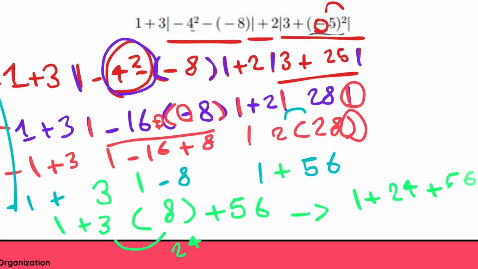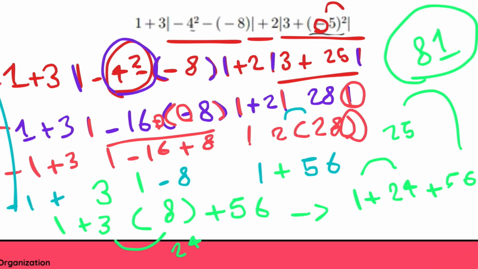plus 56. Okay, right now that we just have addition, we are going to start from the left. So 1 plus 24 is 25, and 25 plus 56 is 81. And that makes our result 81.